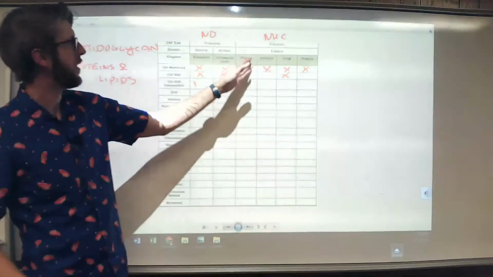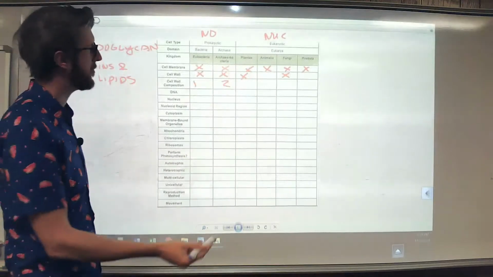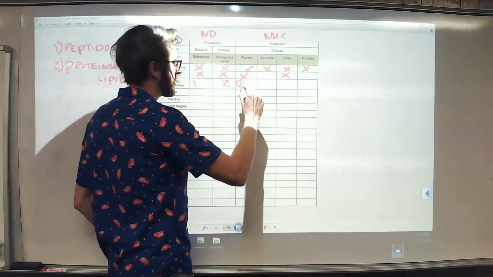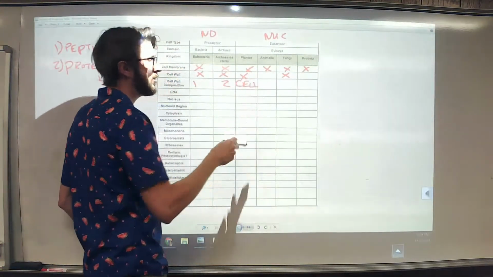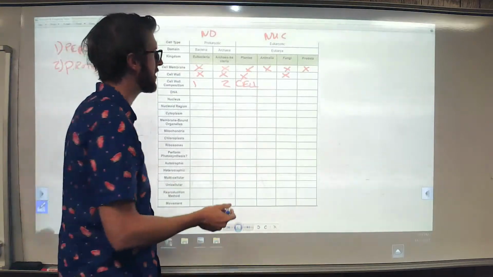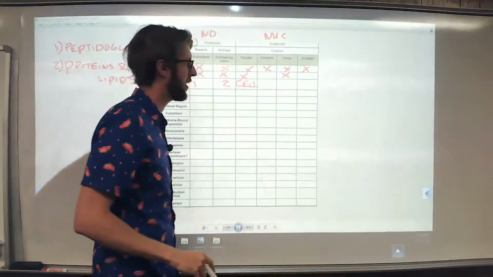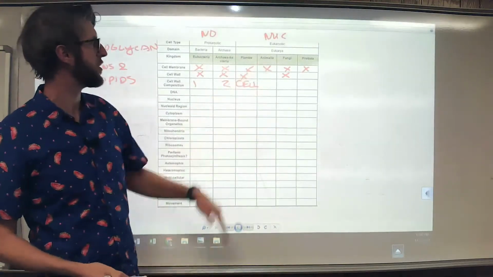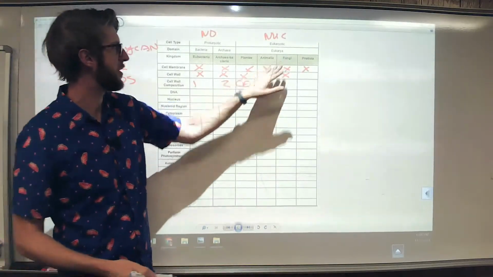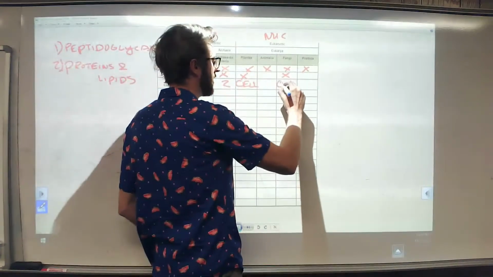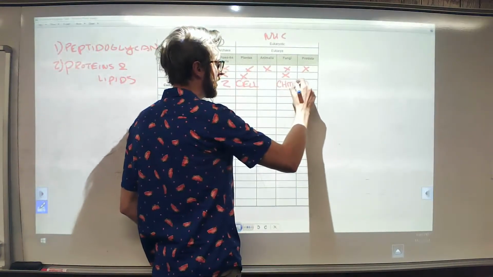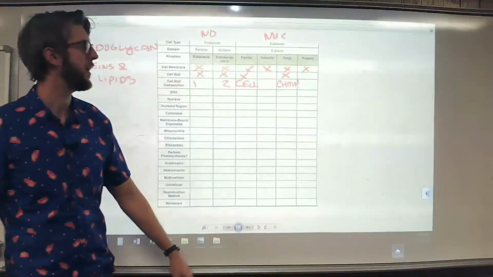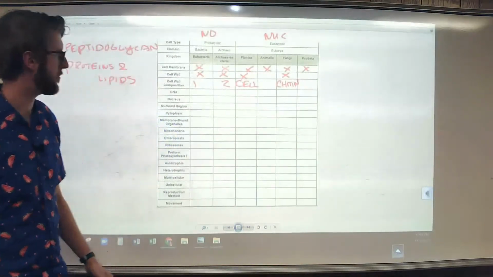Okay. Plant cell walls are made up of the stuff called cellulose. It's C-E-L-L-U-L-O-S-E. I'm just going to put cell there for now, but that's how you spell cellulose. Animals do not have a cell wall, so I'm going to leave it blank. Fungi have a cell wall. It's made up of chitin, C-H-I-T-I-N. And protists do not have a cell wall. Okay.